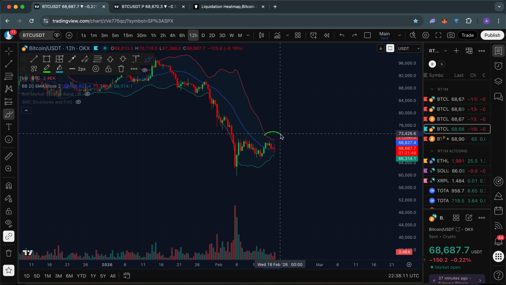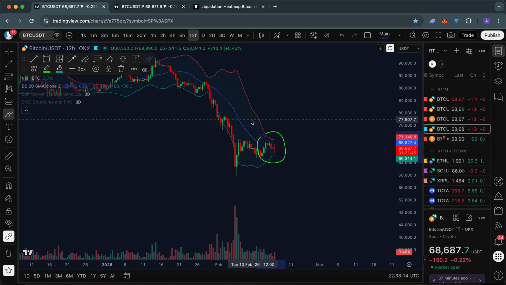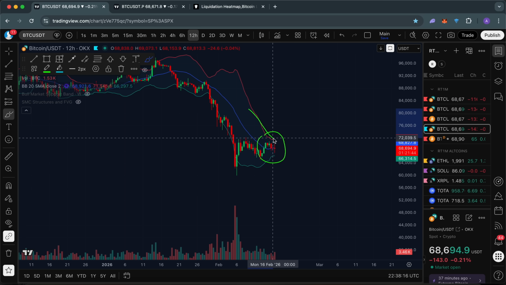Something very interesting that I wanted to show you on this 12 hour time frame are these Bollinger Bands, because we are now seeing a squeeze in these Bollinger Bands.